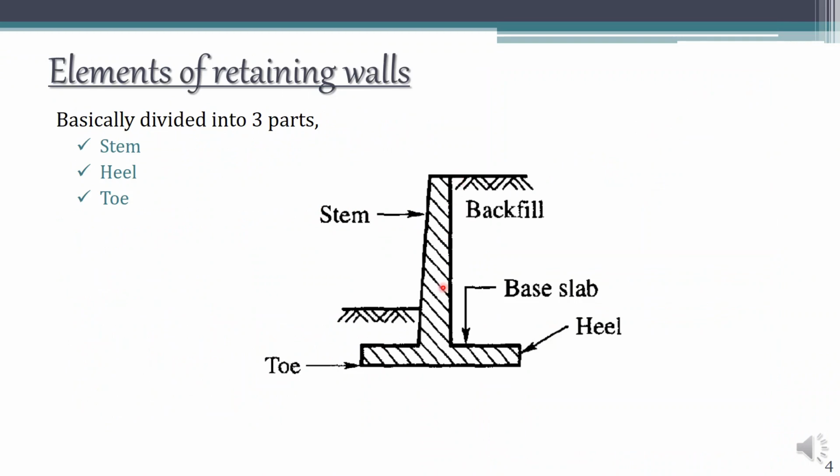The retaining wall is divided into three basic elements: a vertical stem which prevents the backfill of the soil from sliding horizontally. The vertical stem is connected to a base slab. The base slab acts as a footing. The base slab is divided into two parts, heel and toe. The heel slab is the part of the base slab directly below the backfill, and the toe slab is the front portion of the base slab. It can be seen that the majority of the load comes on the heel slab.